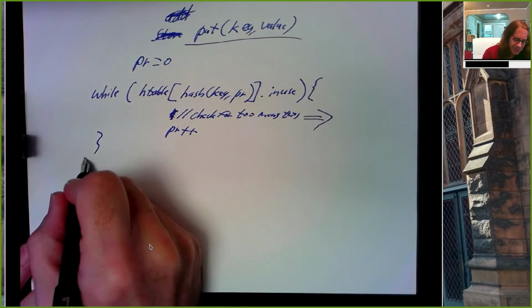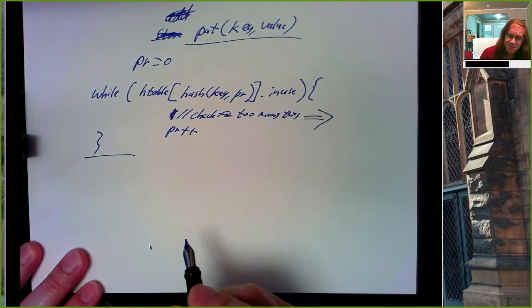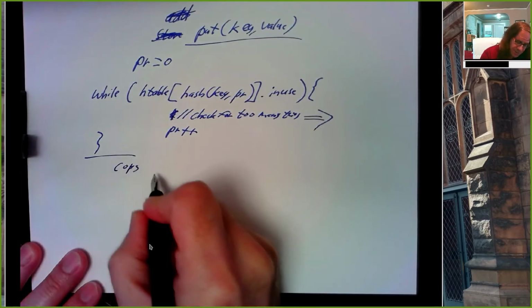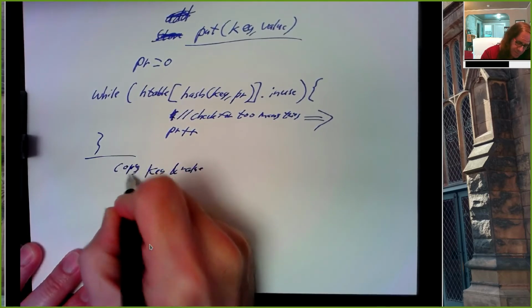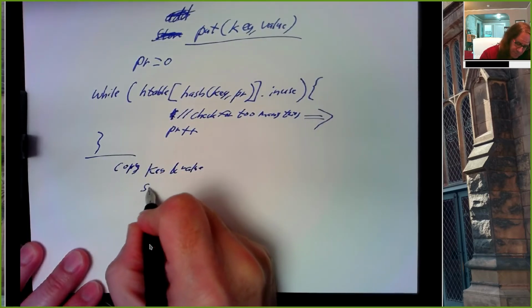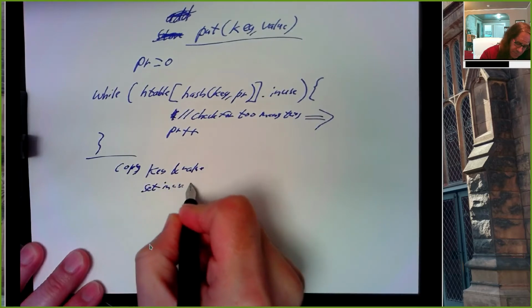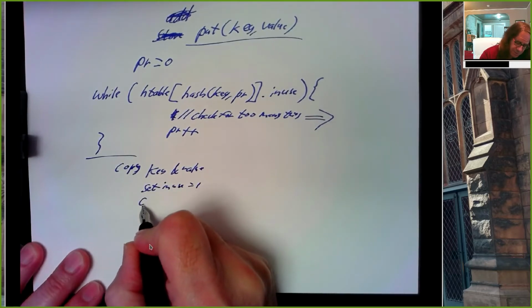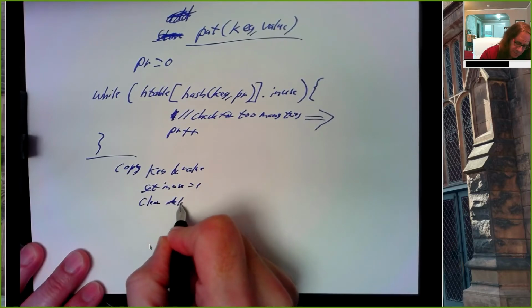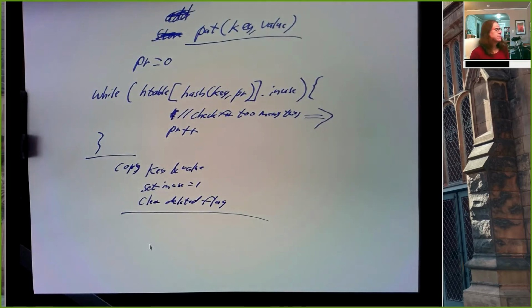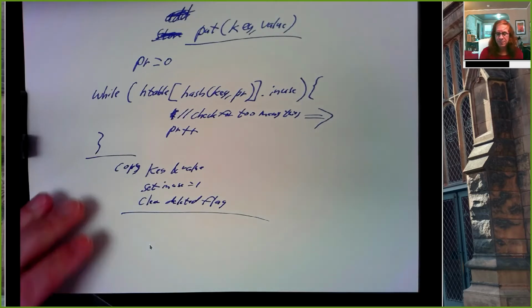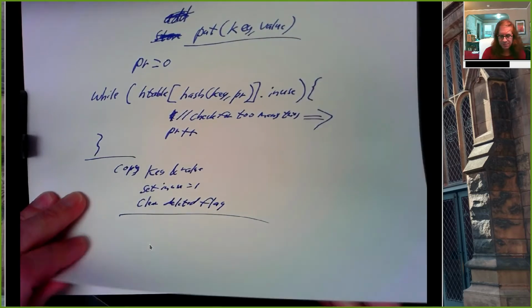Once we come out of this loop, we have a spot in the table that's not in use. So copy key and value. Set in use equal to 1. And let's clear the deleted flag just for kicks. All right, that's our store.